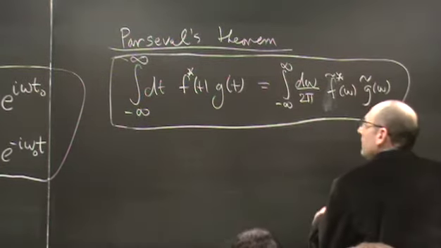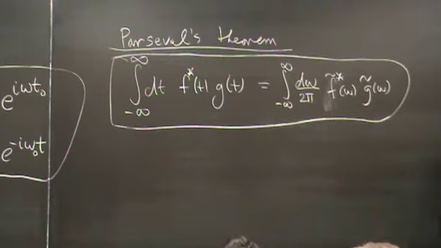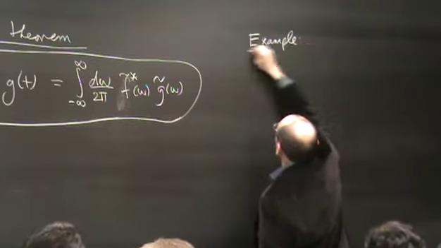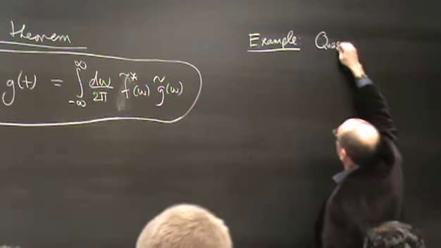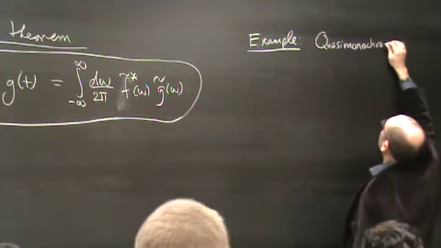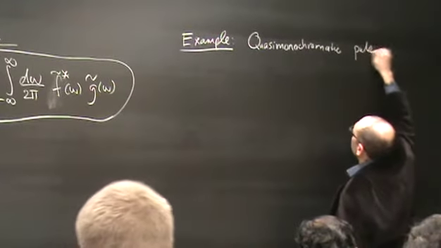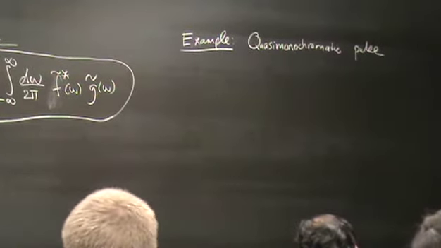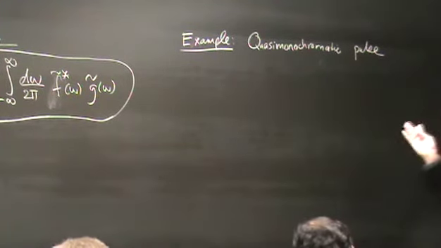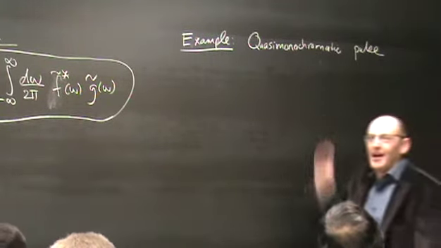Okay, so let's do an example. I want to talk about a quasi-monochromatic pulse. Okay? What do I mean by that? Well, monochromatic means one color, one frequency. So quasi-monochromatic means almost one frequency, but not quite.